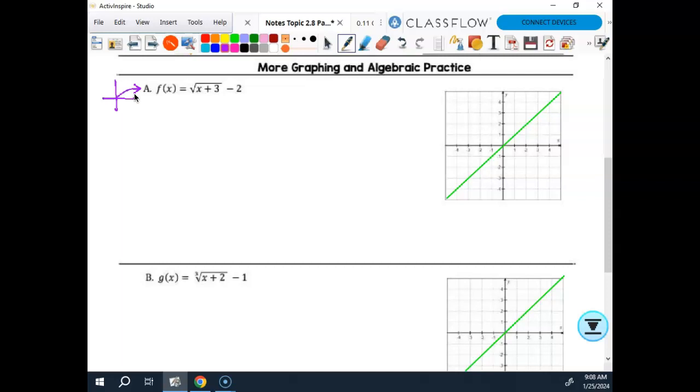The only transformation that's happening with this is that it gets moved to the left and down. So we are going to plot this, but I'm just going to tell you which points to plot. We're not going to worry about having to plot this from scratch. So the first point I want you to plot is -3, -2.